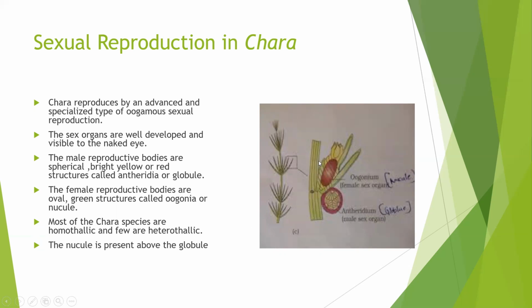Here, this is the homothallic species. This is a branch of the Chara, and here both the reproductive organs, antheridium and oogonium, are present on the same thallus. So in Chara, most of the species are homothallic, and a few species are heterothallic. Then the position of the sex organs: the nucule is present above the globule. This is the globule and this is the nucule, and this nucule is present above the globule.